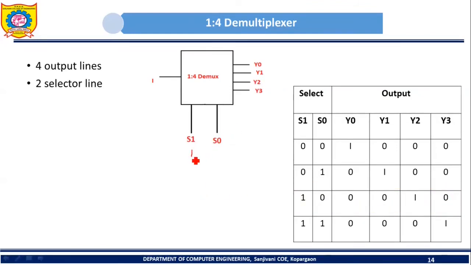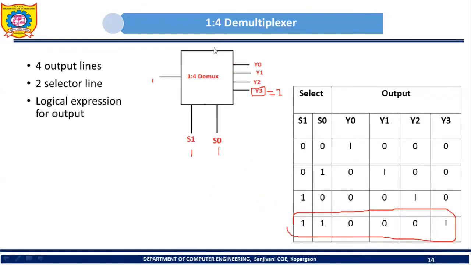Then the last possibility, when S1 and S0 both are 1, 1. In that case, which output line will be selected? Y3. What will be the value of Y3? Y3 will be equal to I, and the remaining output lines will be 0. The same thing is shown in this row. So this is the working of a 1:4 demultiplexer.